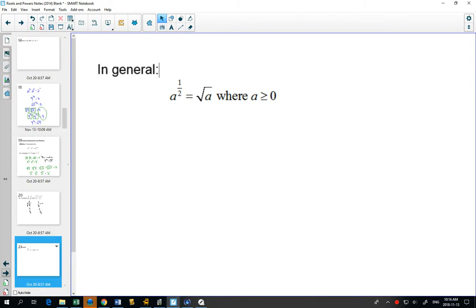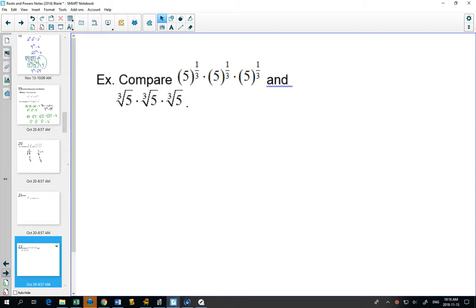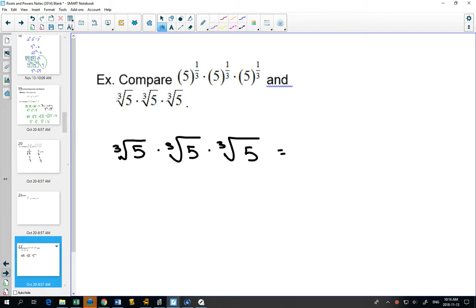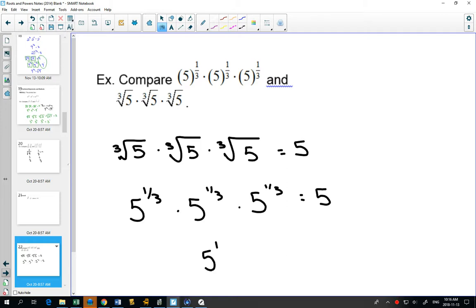And then if we expand this, which we've already done a little bit, to cube roots, we find out that the cube root of 5 times the cube root of 5 times the cube root of 5 is equal to 5. And if we use our exponent laws, 5 to the 1/3 times 5 to the 1/3 times 5 to the 1/3 is 5 to the 1, which is also 5. We can say that 5 to the 1/3 is the same as the cube root of 5.